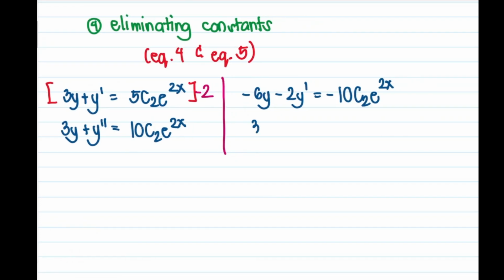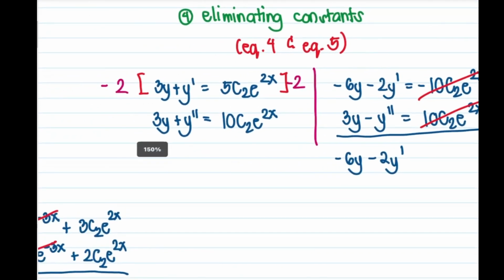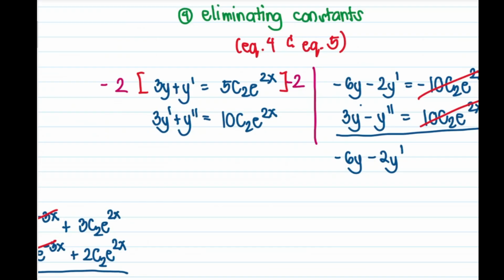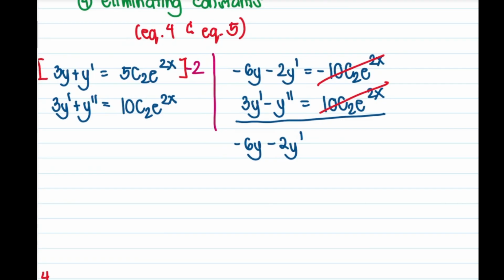Then let's copy here 3y minus y double prime equivalent to 10c2 e raised to 2x. So the constants here will be cancelled. So what's left is negative 6y minus 2y prime. Wait, I think something's wrong. So this one is 3y prime, I think. If I'm not mistaken, 3y prime. Yes, 3y prime plus 3y prime minus y double prime is equivalent to 0.